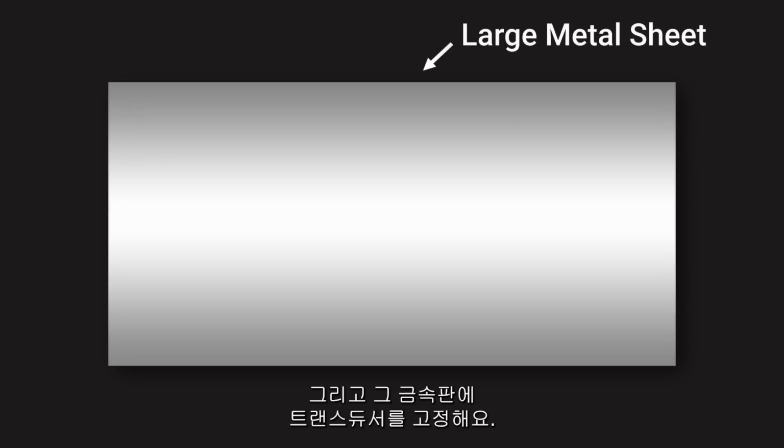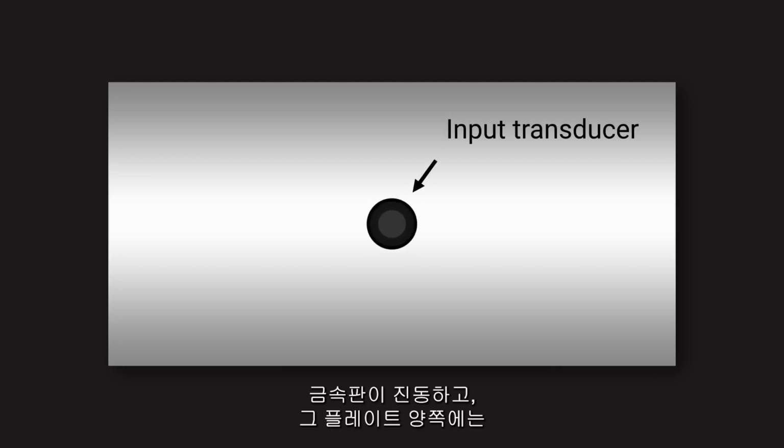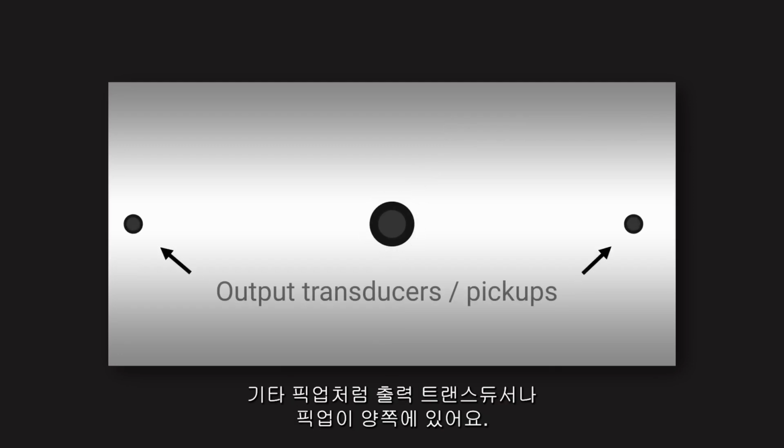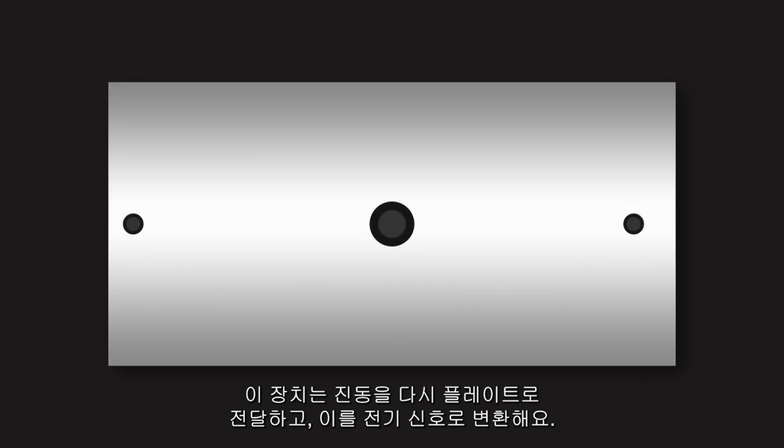Well, in that box hangs a large metal sheet, and onto that we fix a transducer, which simply converts the electrical signal into vibrations. The sheet vibrates, and then on either side of the plate we have output transducers or pickups, much like you have on a guitar, and these change those vibrations in the plate back into electrical signal.